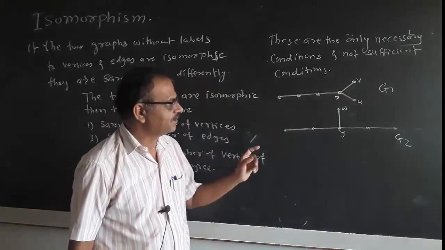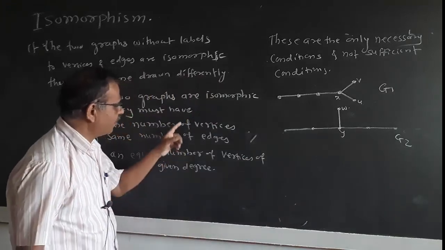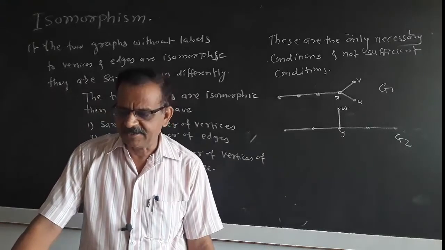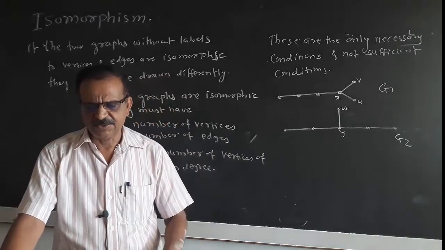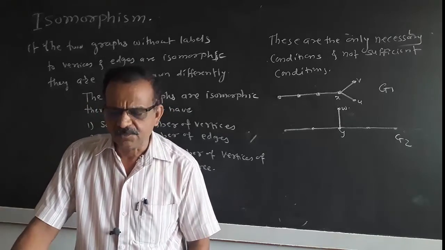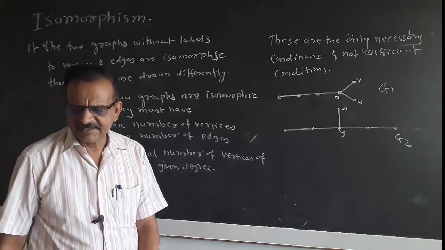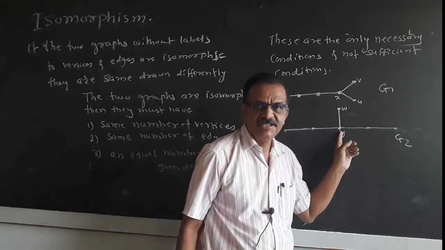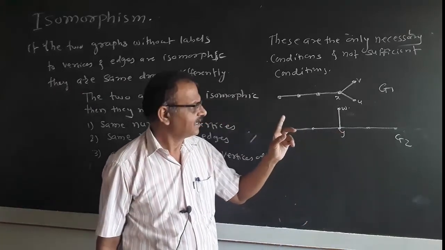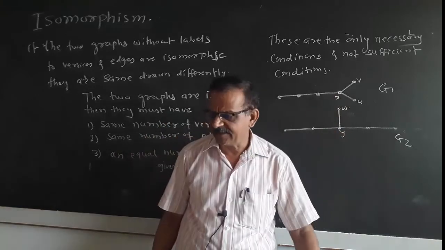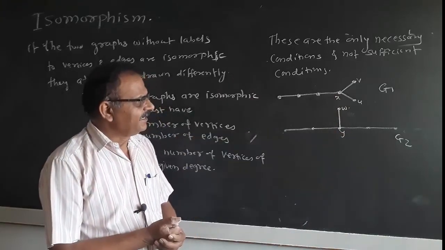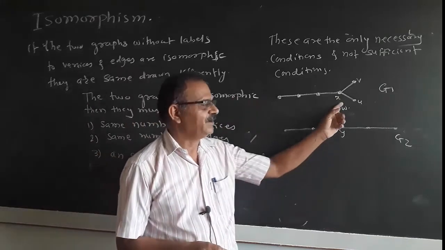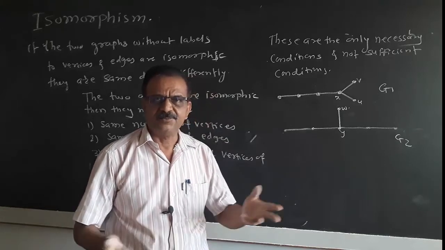Thus, these two graphs G1 and G2 satisfy all these conditions. Then they must be isomorphic, but they are not isomorphic. For isomorphism, what must happen? The vertex of degree 3 must correspond to the vertex of degree 3 in G2. That means vertex X must correspond to vertex Y. And now X has 2 pendant vertices and Y has only 1 pendant vertex, and therefore they are not isomorphic.